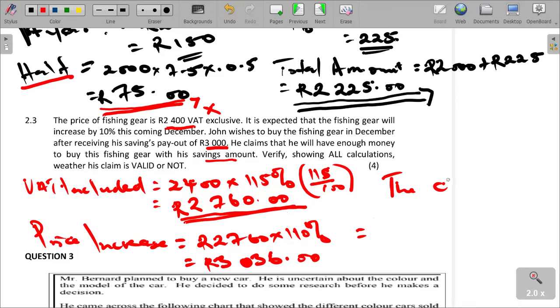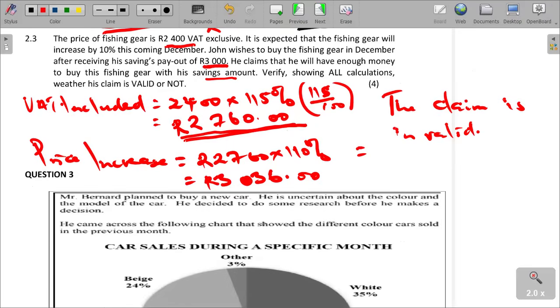The claim is invalid because the price that he's expecting is 3,000. But don't forget that when you are buying items, you cannot buy this without value added tax. This gear has value added tax. So you must ensure that value added tax is inclusive to the price of the item.